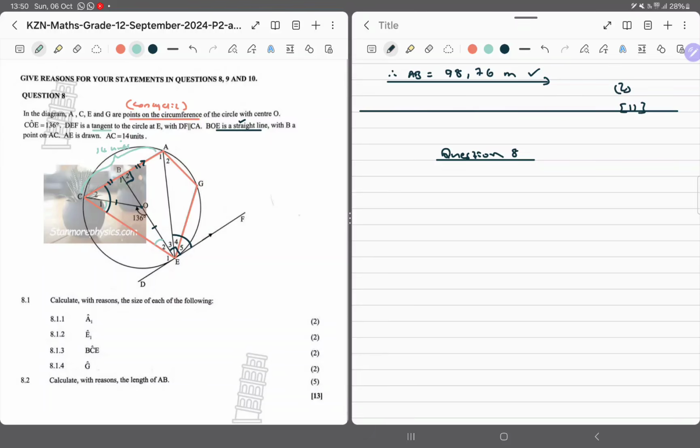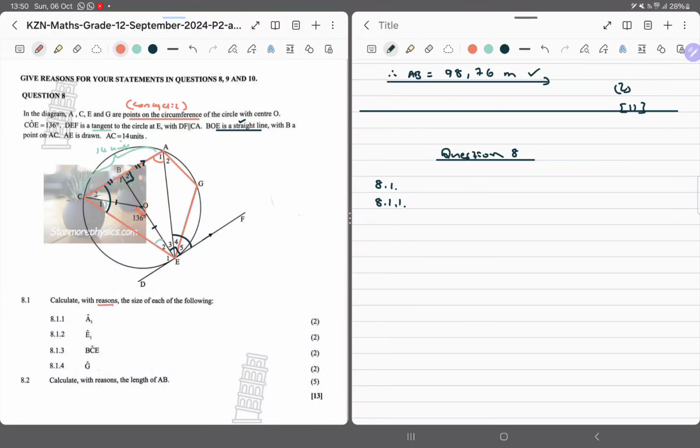Even here, we can see that this is the angle at center. An angle at center is twice the angle at circumference. So we can even get the value of A1. Excellent stuff. So let's start answering. Obviously, do enough, not too much, to be able to proceed. Now we're told to calculate with the reasons the size of each of the following.